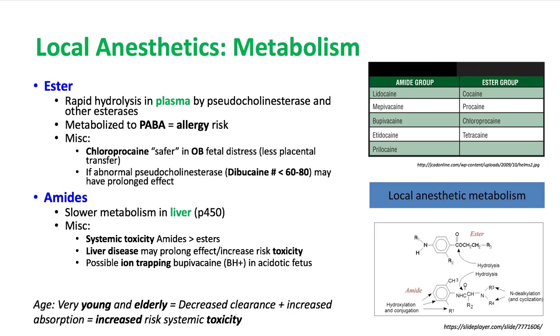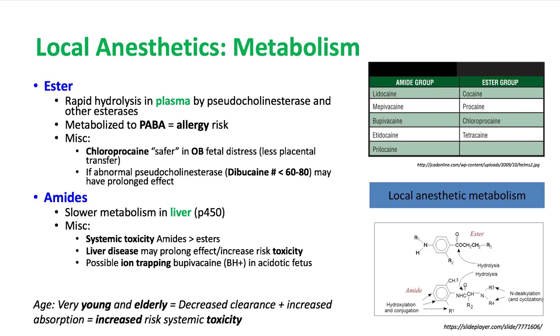There are amides and ester types of local anesthetics. The amides have 2 I's in the name, lidocaine and bupivacaine are examples, while esters have 1 I in the name, cocaine and tetracaine and chloroprocaine are examples of esters. The esters are broken down very rapidly in the plasma by acetylcholinesterase and other esterases, and one of the metabolic products is paraaminobenzoic acid, or PABA, which tends to increase the allergic risk of esters as opposed to amides.